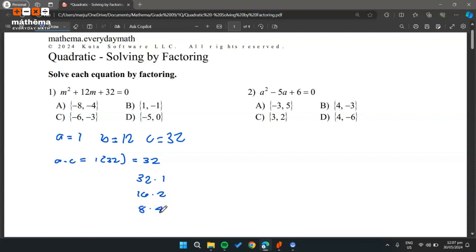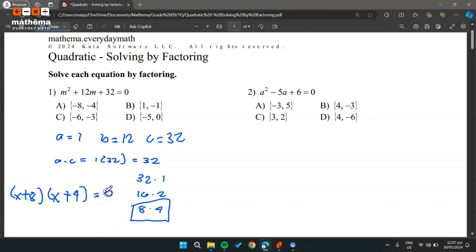So among these factors, which is when added will give you 12? This is just 8 and 4, right? 8 times 4 is 32, and 8 plus 4 is 12. Then we can now factor this out. This will give us x plus 8, times x plus 4.